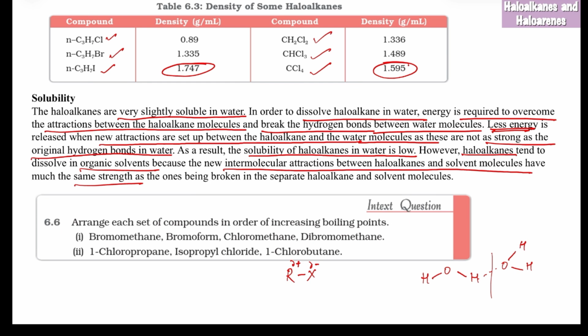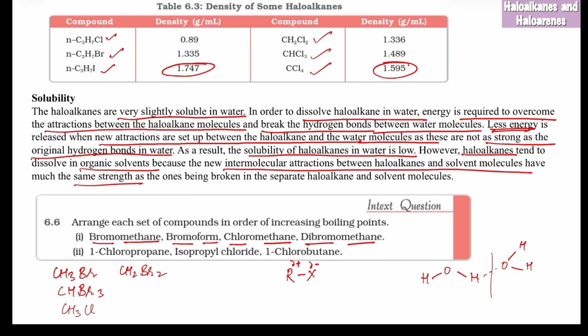Now next is a question. Arrange each set of compounds in order of increasing boiling points. This is bromomethane, then bromoform, then chloromethane, then dibromomethane. So the formula will be, bromomethane will be CH3Br, bromoform will be CHBr3, then chloromethane will be CH3Cl, and dibromomethane will be CH2Br2.